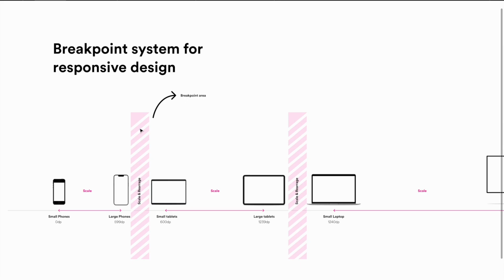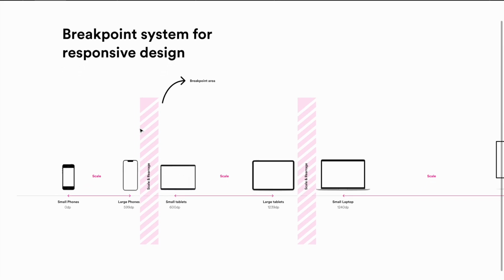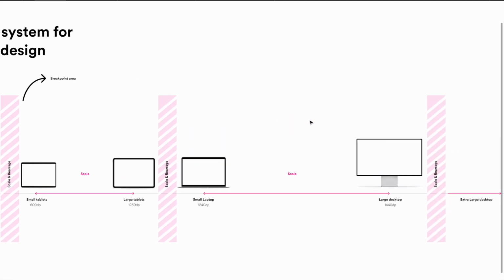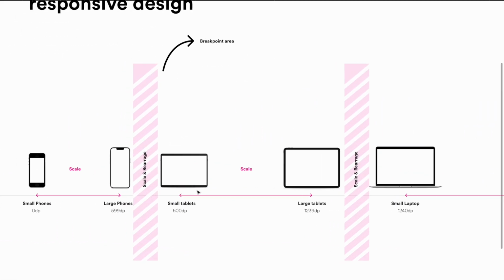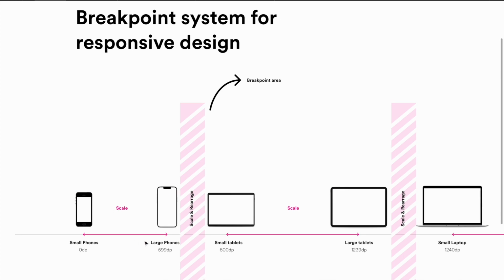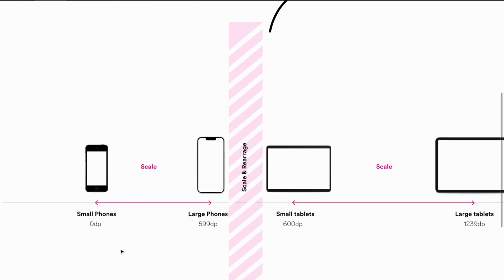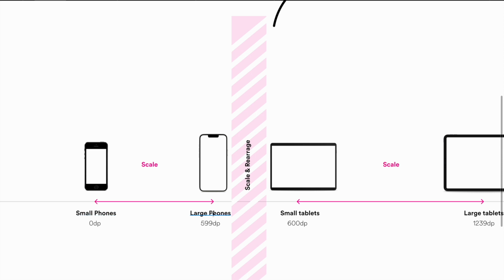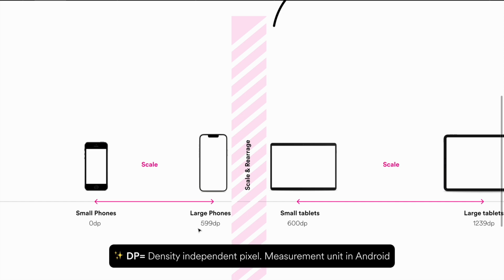So here is a quick summary of what we understood so far. The pink lines that you see are basically the breakpoints. I have mentioned the different devices here and different sizes. For example, small phones till large phones, 599 dp is the size till you have the larger phones. By the way, if you don't understand the difference between a dp and a pixel, I've explained that in one of my old videos. I'll link it above, so you can go and check it out. Everything is actually measured in dp or sp. Dp is basically density independent pixels.